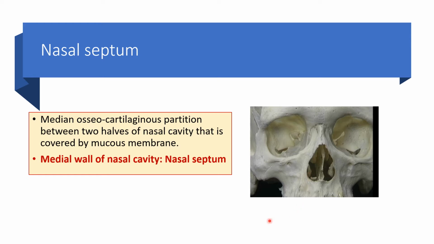So the nasal septum is an osteocartilaginous partition, as it is formed by both bone and cartilage, and it is the partition between the two halves of the nasal cavity, and it is covered by mucous membrane.